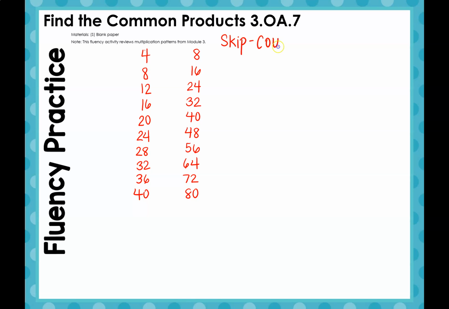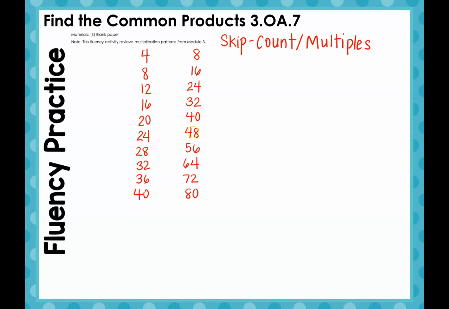All right. So this is our skip count, but these are also called multiples. So we're skip counting or finding the multiples of these numbers. So we just found the multiples of 4 and 8. Now we're going to look at which ones they have in common. So we're going to draw a line to the ones that match.